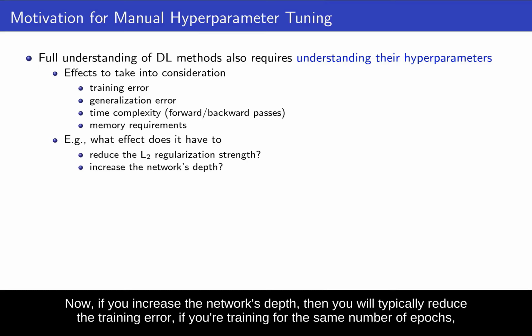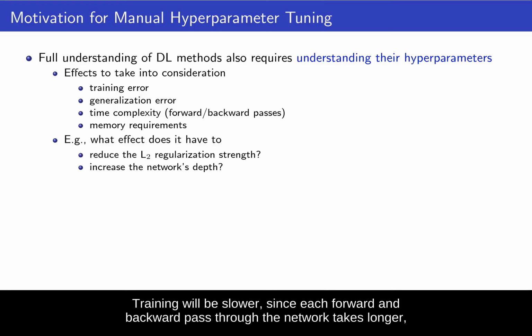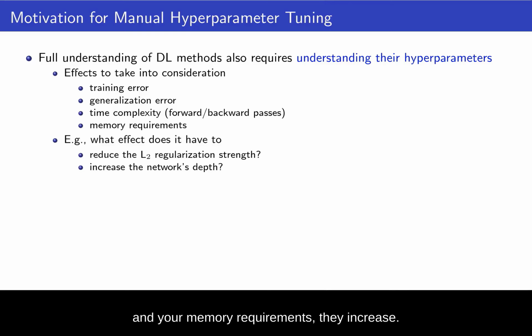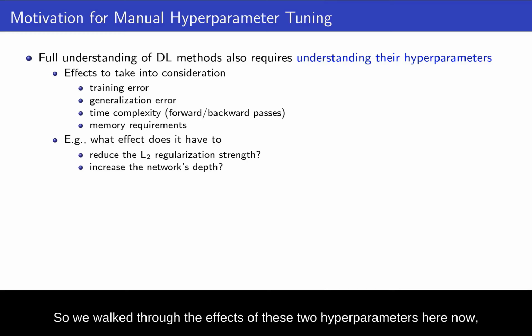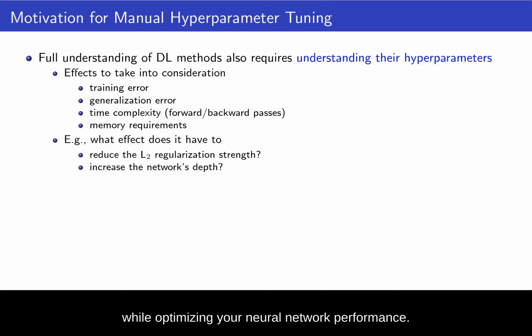Now, if you increase the network's depth, then you will typically reduce the training error if you're training for the same number of epochs, but your generalization error may go up or down. Well, that actually depends, as we'll see later. Training will be slower, since each forward and backward pass through the network takes longer, and your memory requirements increase. So we walked through the effects of these two hyperparameters now, but similarly, it's instructive to go through the effects of all the other hyperparameters that you're encountering while optimizing your neural network performance.